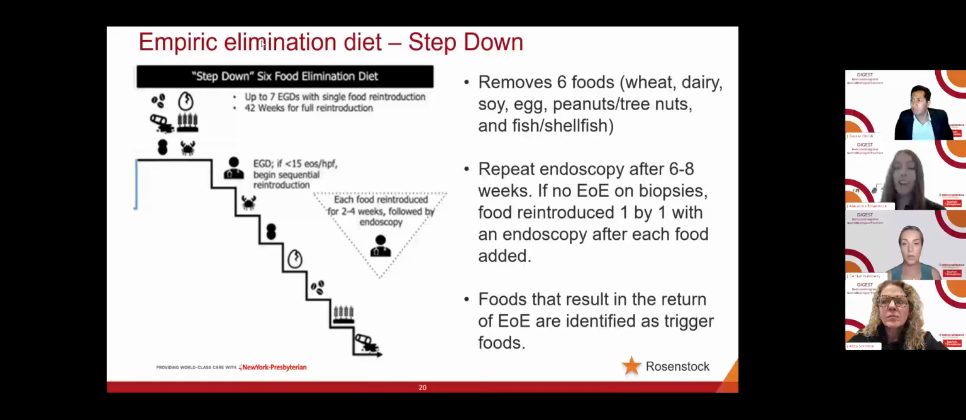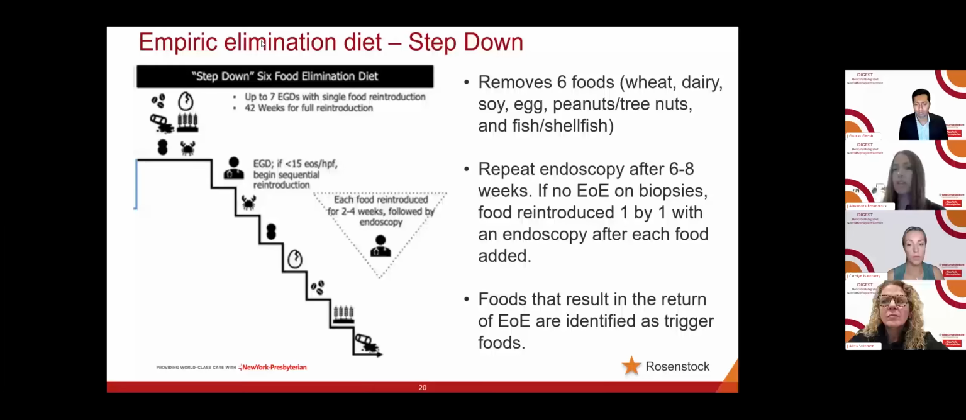So that's a lot. It sounds like a lot because it is a lot, and it's certainly not easy. But our patients work closely with us, the GI dietitians, to help them understand what they can eat and plan meals. But that is the most classic approach.